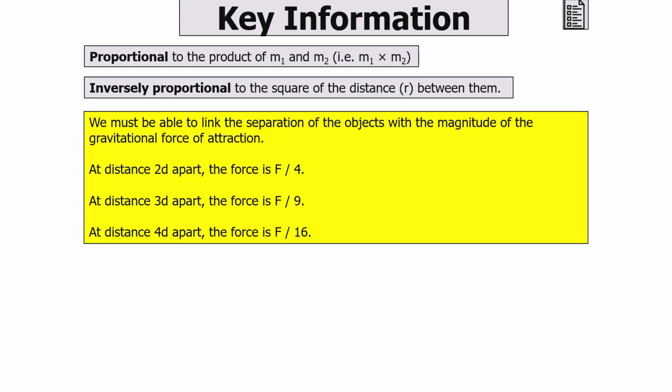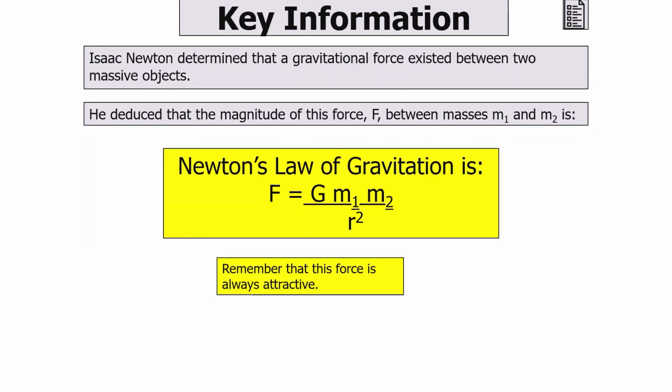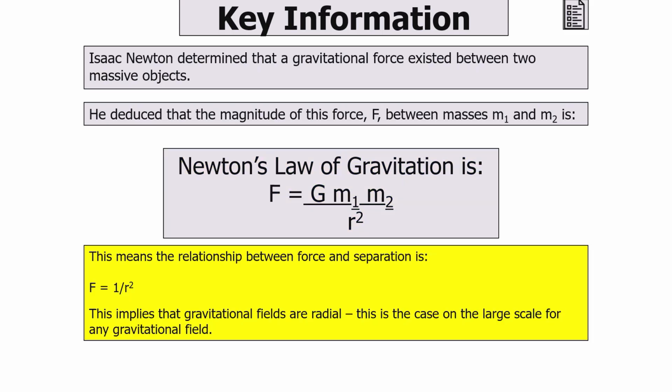We can now state Newton's law of gravitation as F is equal to G m1 m2 over r squared. Remember, this force is always attractive, and the relationship between the force and the separation is F proportional to 1 over r squared, which implies that gravitational fields are radial, which is the case on large scales for any gravitational fields.